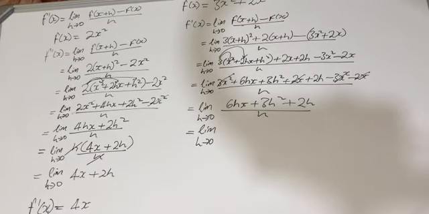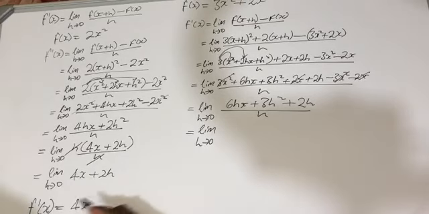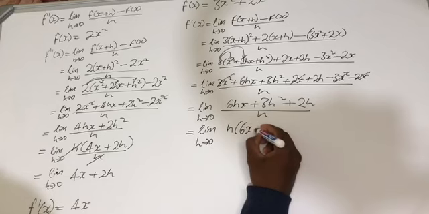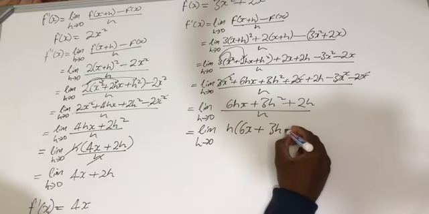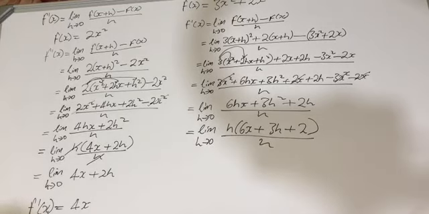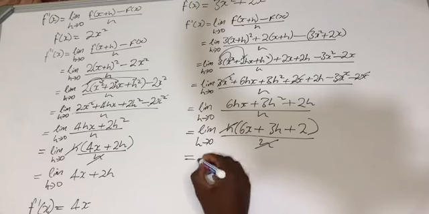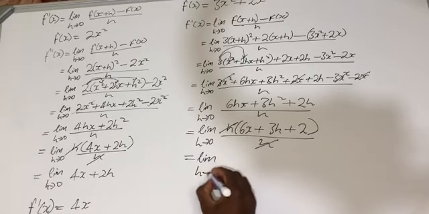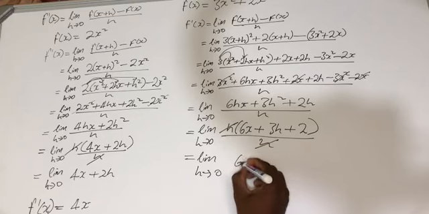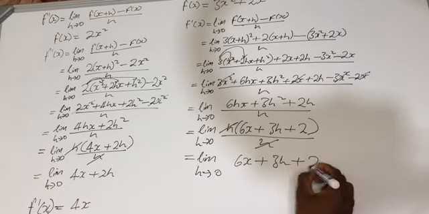At this stage, I think you can realize that h is a common factor here. So let's take it out. So we're going to have h into (6x plus 3h plus 2), over h. So h cancels h. Then you have your limit as h approaches 0. Then let's check what we are left with. We're left with 6x plus 3h plus 2.